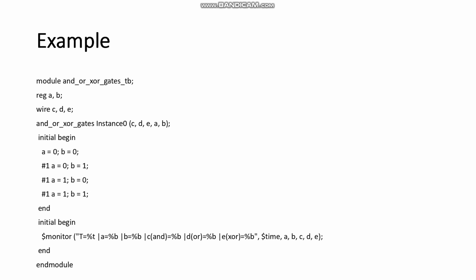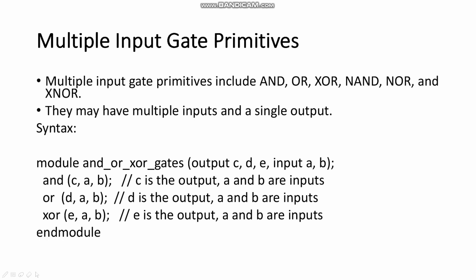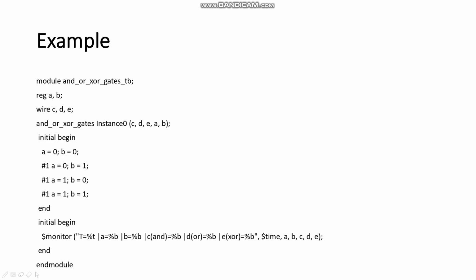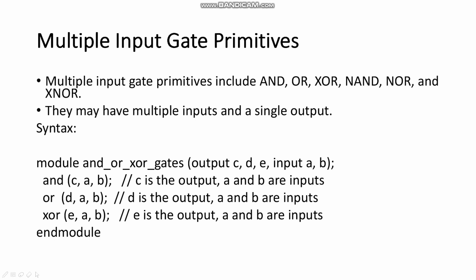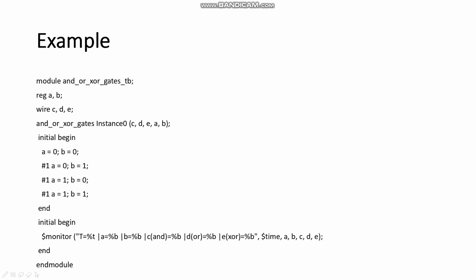Now I am writing a test bench code for this. A test bench code is nothing but a Verilog code, don't worry, for testing this logic. So now I am creating another module with a name. Next I am taking the inputs as register data types and outputs as wire data types, meaning net data types, and after that I am creating an instance object of this particular module. So C comma D comma E comma A comma B.